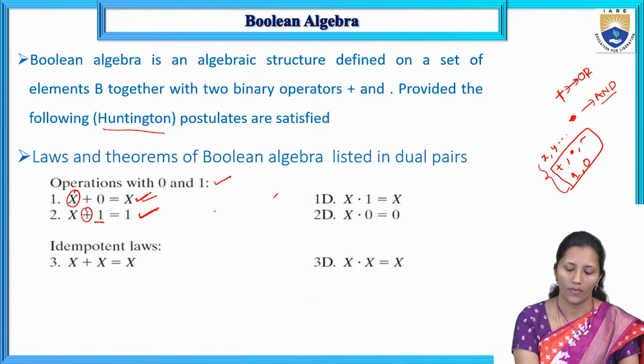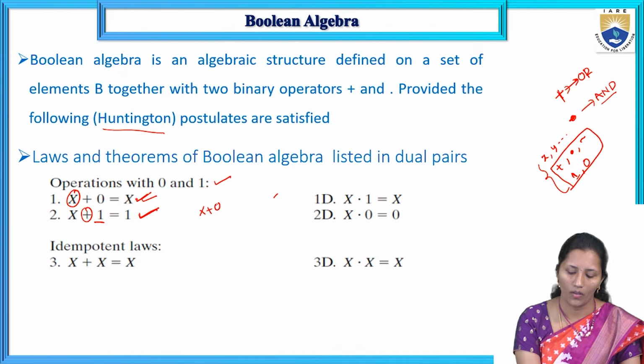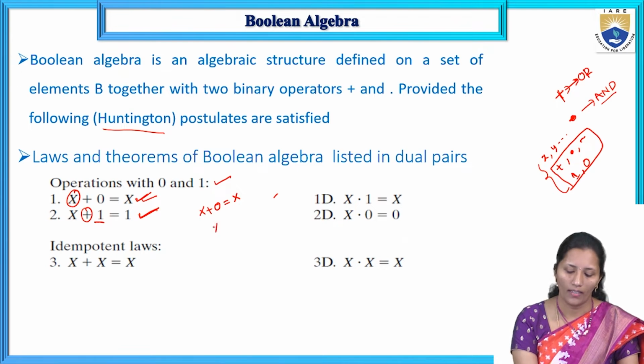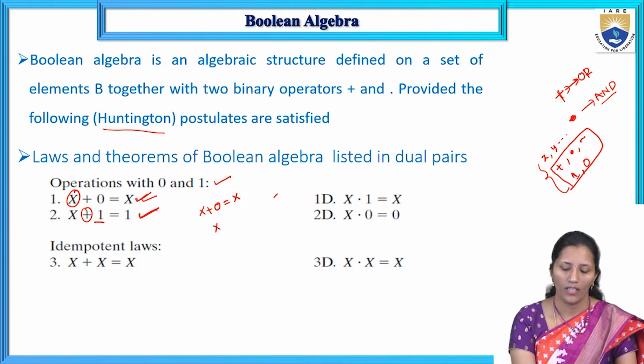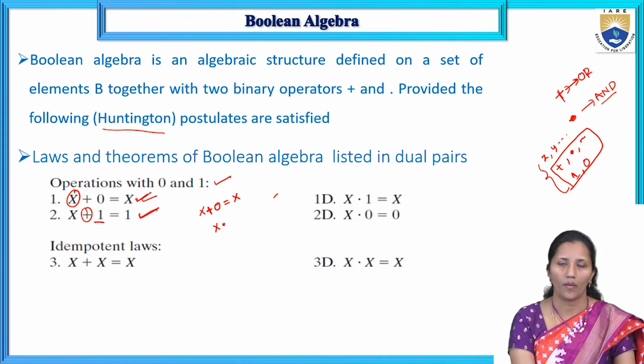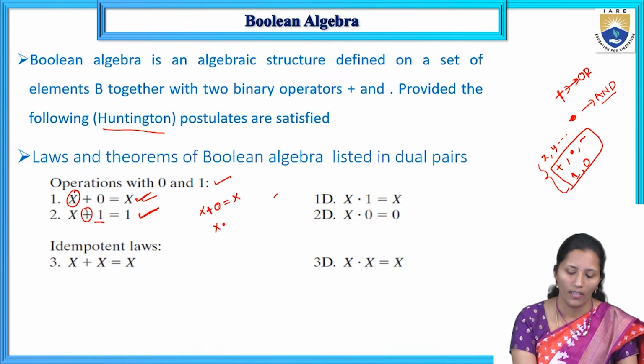That is, suppose we have x plus 0 is equal to x. In the duality of this equation, the variable will not change. The operator plus will become the AND operator. Logic 0 will become logic 1. And the variable will not change.